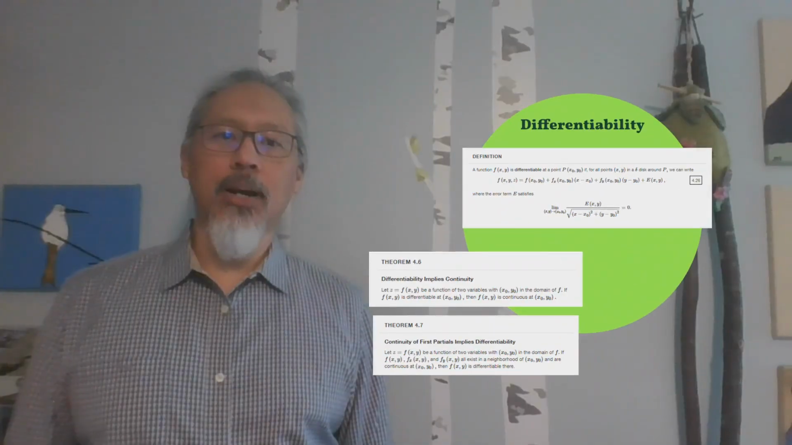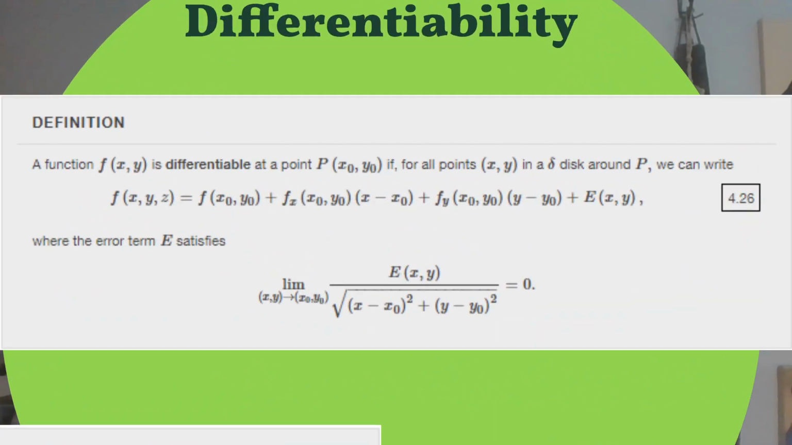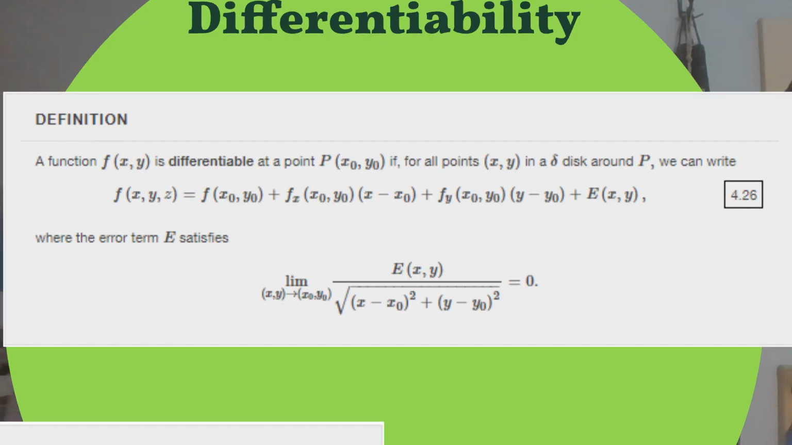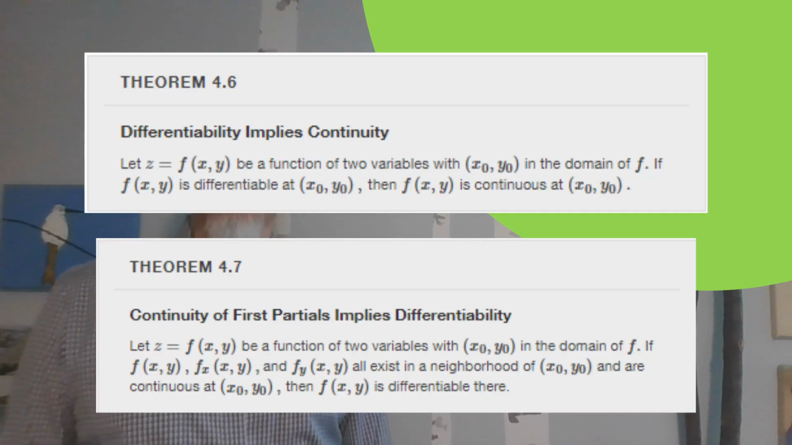Next, we'll define differentiability by looking at some errors. We'll not go too deep into this subject, but the idea is there. The idea of differentiability talks about our error from our tangent planes going down to zero as you get closer and closer to zero.